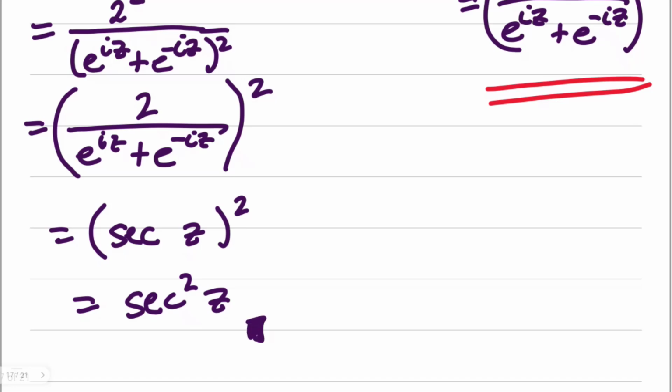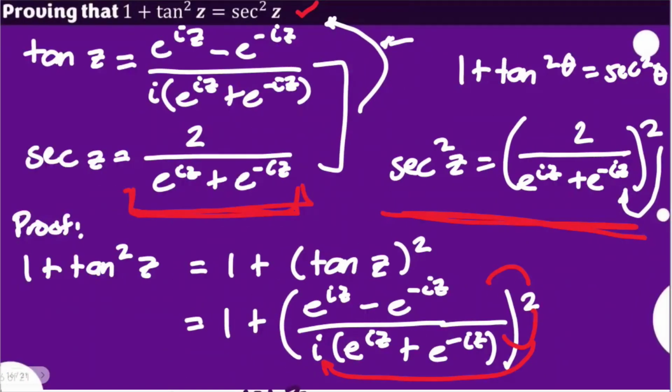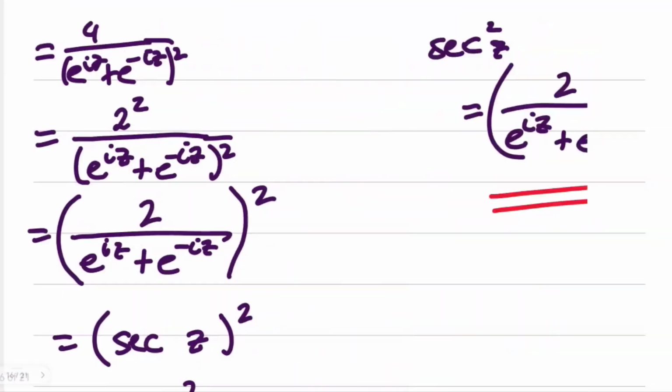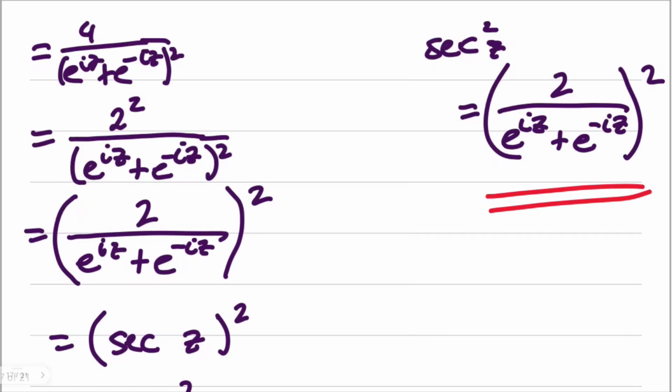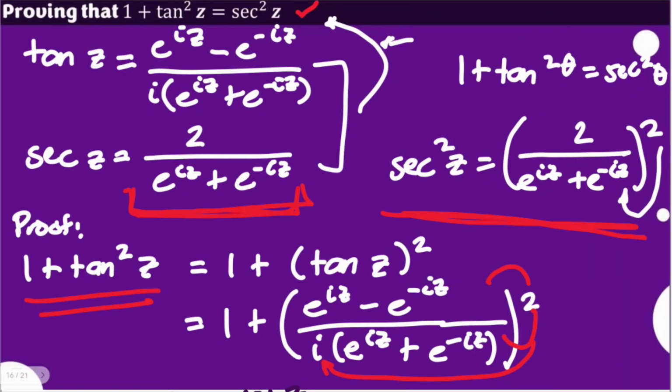This is the proof that after all these scribbles, we have shown that 1 plus the square of tangent z will yield the square of secant z. So we have now proven this given identity, and if this appears later on in some of the examples, we know that's the equivalent for this Pythagorean identity.